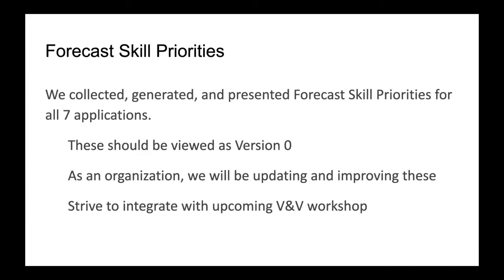Under forecast skill priorities, we collected and generated and presented forecast skill priorities for all seven applications. When we say we collected and generated, NOAA had a number of documents that had forecast skill priorities in them. And some of them, quite frankly, did not make sense. However, we decided we were going to still collect them and present them so that everyone would know that they were there, and maybe in the future we could make them better. And so what is presented here, I think, is a useful organization and should be used as version zero.